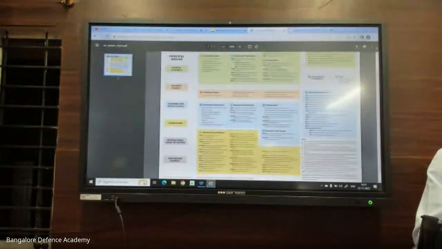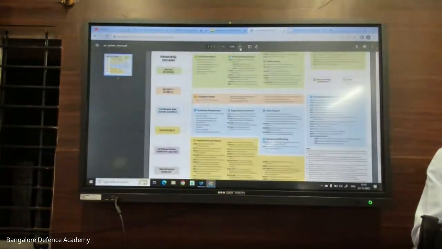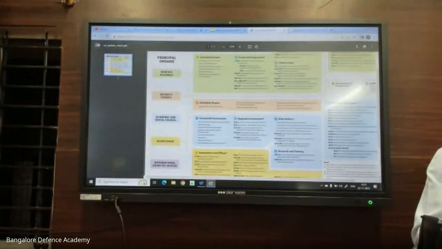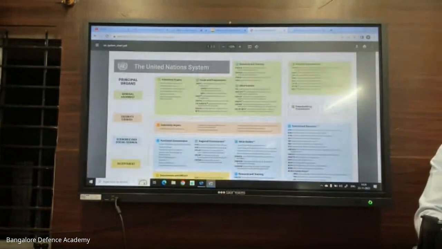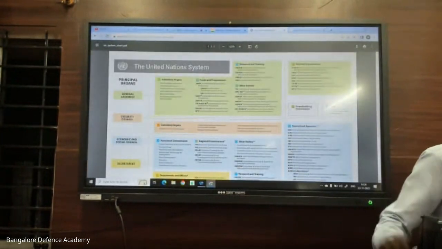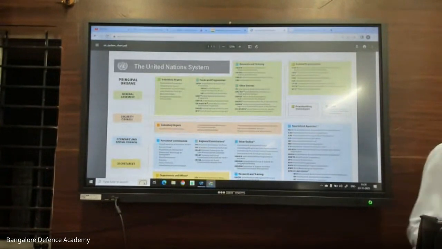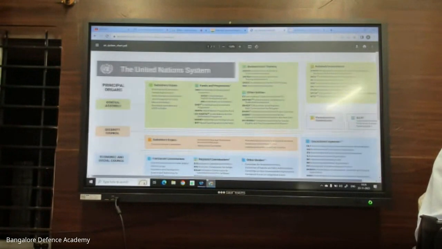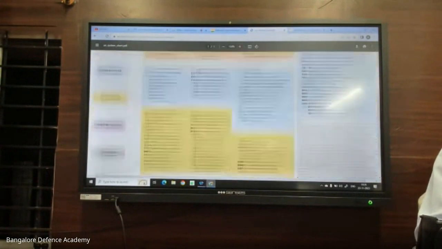Okay, this is what I was mentioning. Look here, this one chart is more than sufficient. Eyes on the screen. Sab log idhar dekho. By afternoon, some of the students have taken down everything. So look here.